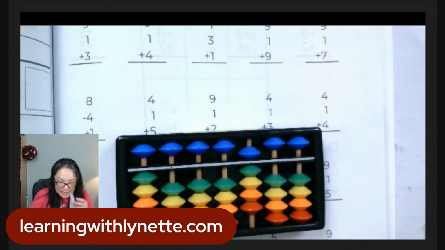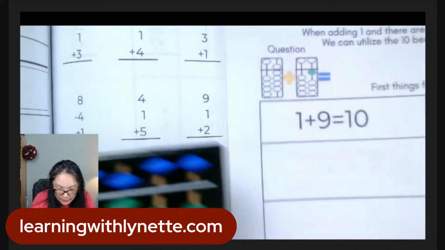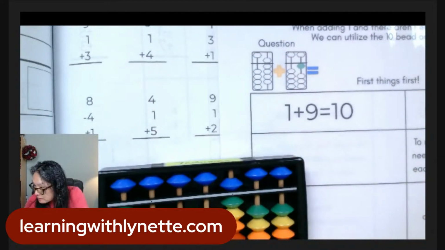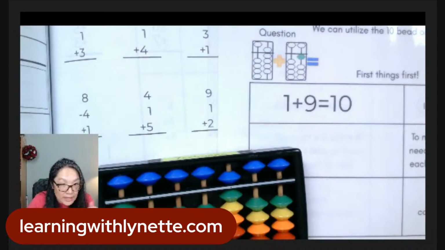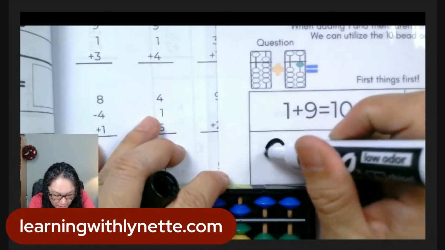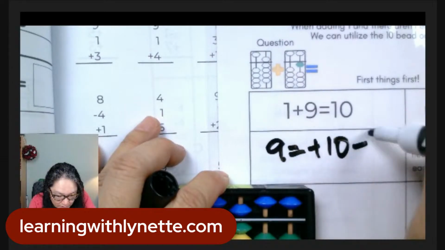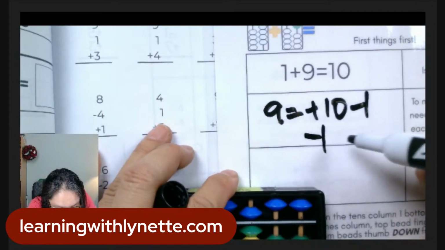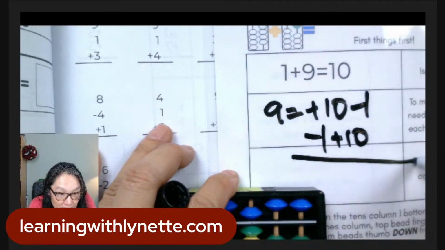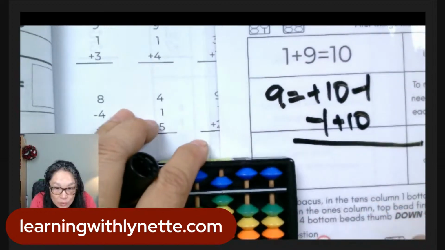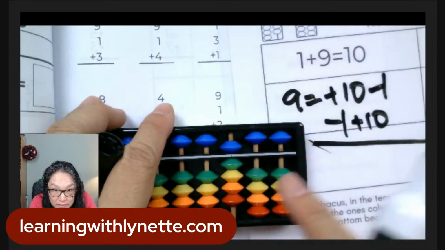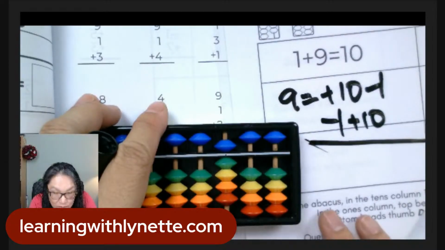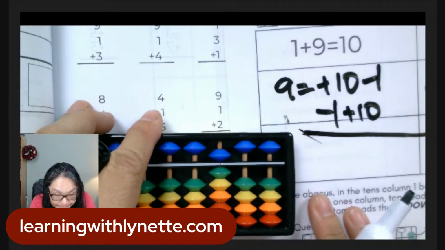If there's not enough beads to add the 1, it's actually the other way. It's the 9. Thank you, Eve. Thank you, Kay. It's actually 9 is equal to plus the 10 minus the 1. Or it can be minus the 1 plus the 10. It can be either one, because we're trying to add the 1 here.